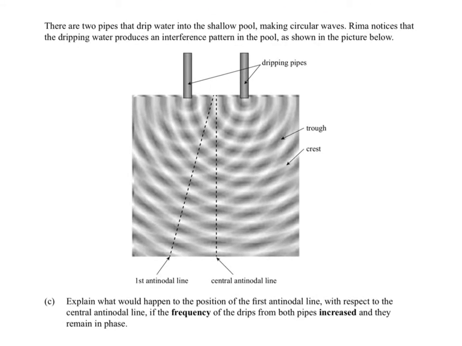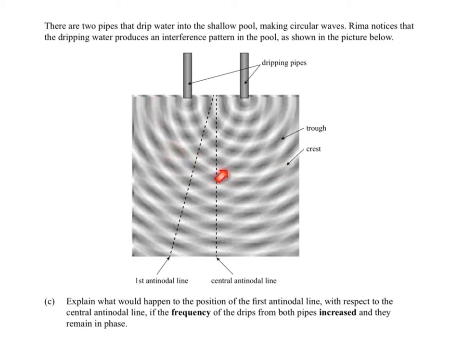Frequency always stays the same with these sorts of questions. Moving on, there are two pipes dripping water into a shallow pool. This is also a classic question, making circular waves. Rima notices that the dripping water produces an interference pattern in the pool as shown in the picture below. So let's just investigate this a little bit. We've got over here the two pipes that are dripping, and we've got the troughs shown here and the crests shown here.